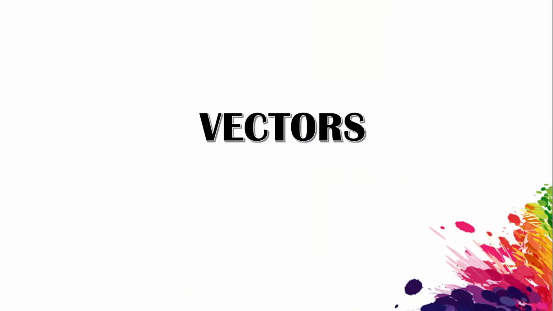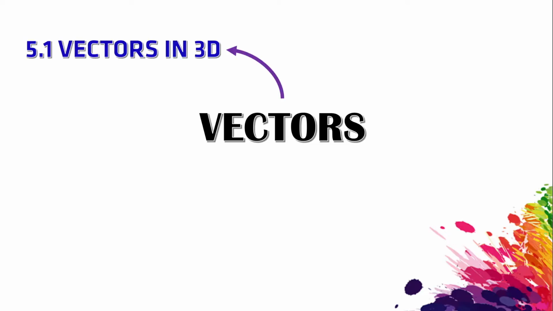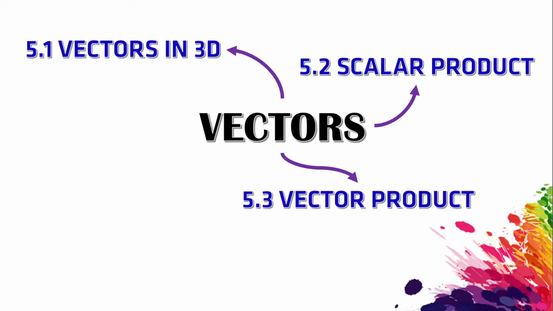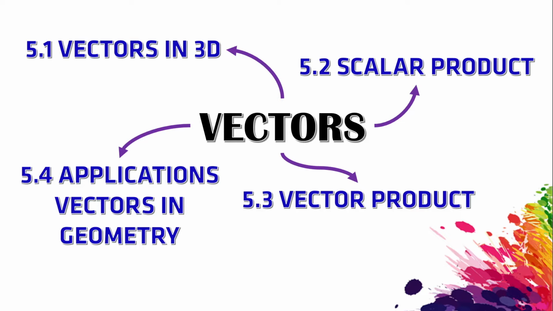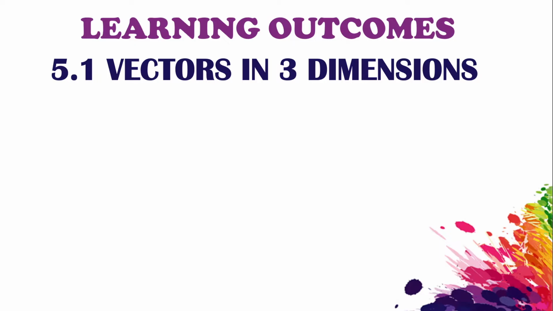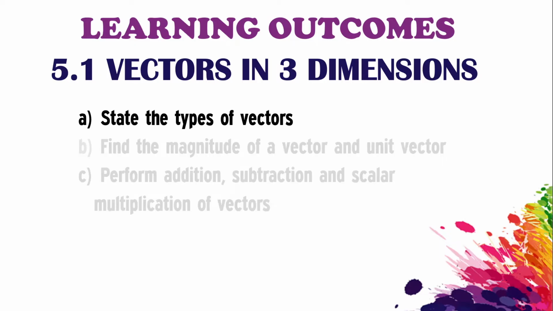In this chapter, we will learn 4 subtopics: 5.1 vectors in 3 dimensions, 5.2 scalar product, 5.3 vector product, and the last one, applications of vectors in geometry. Let's proceed with 5.1 vectors in 3 dimensions. The learning outcomes of this subtopic are: state the types of vectors, find the magnitude of a vector and unit vector, perform addition, subtraction, and scalar multiplication of vectors. So in this video, we will focus on the first part, which is types of vectors.